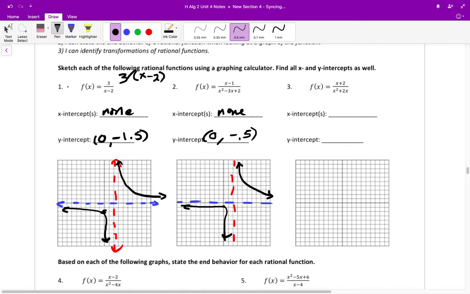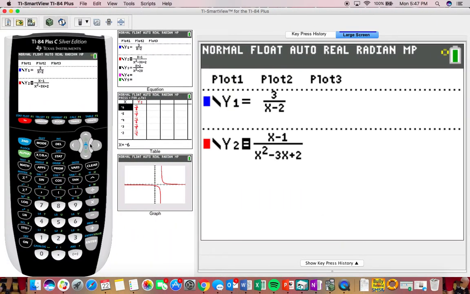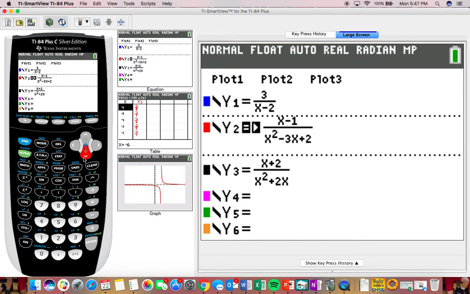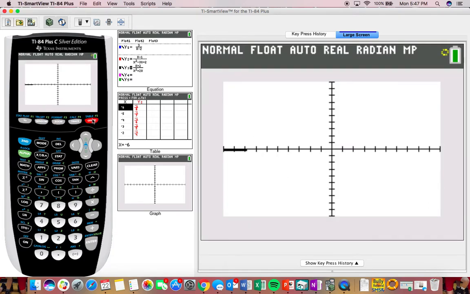All right. So last graph here, we've got f(x) = (x + 2)/(x² + 2x). Let's see what we get there. So again, y equals, type that in if you have not already. For me, since I've already got it in there, I just need to tell my graphing calculator to turn that on by pressing enter for the equal sign. And when I graph that, here is what that one looks like.